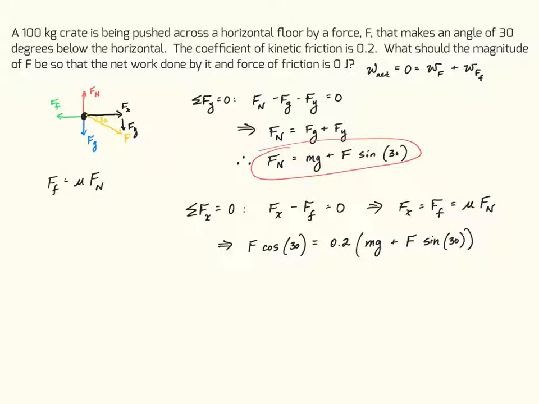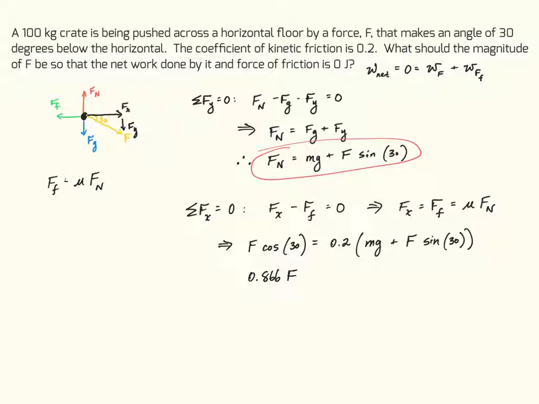Now notice here, we know mass, we know gravity, and I plugged in the coefficient of friction. So we can now find what that magnitude of F needs to be. So I'm going to do a little math here. F cosine of 30, that's going to be, let's see here, what did I get?